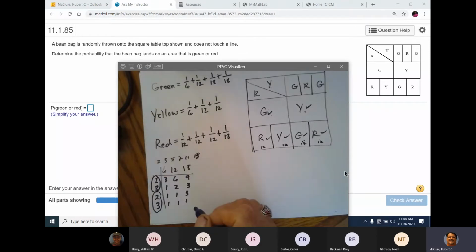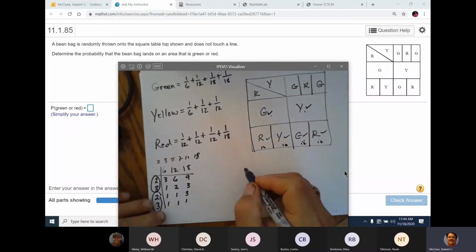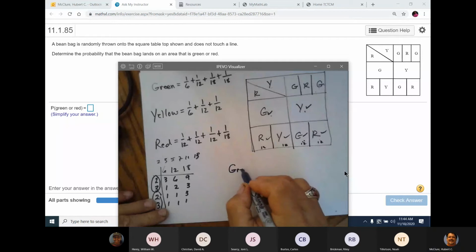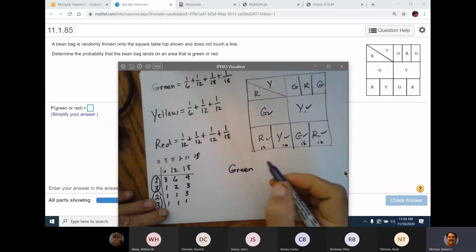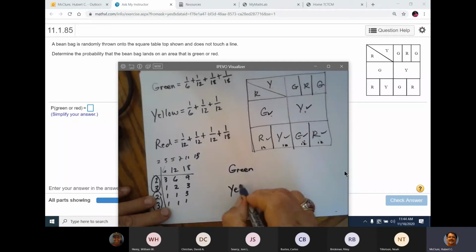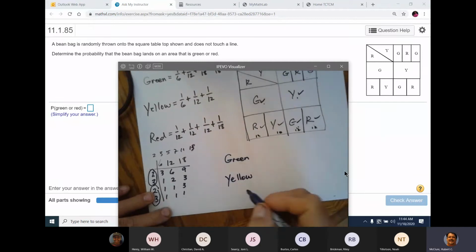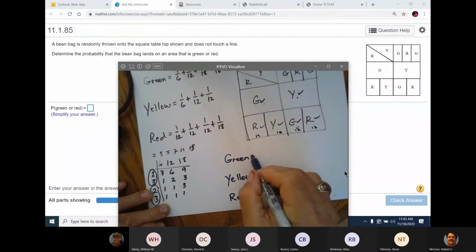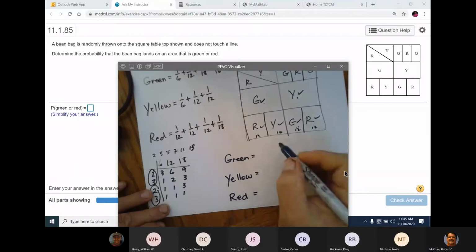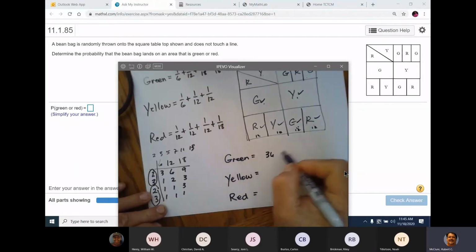That's not right. Well, I'm going to do it as 36, and hopefully that'll work. Hopefully this will work. I don't know. Green, yellow. The example might be 18. This one might be 36. And red. And 36, 36, 36, and 36.